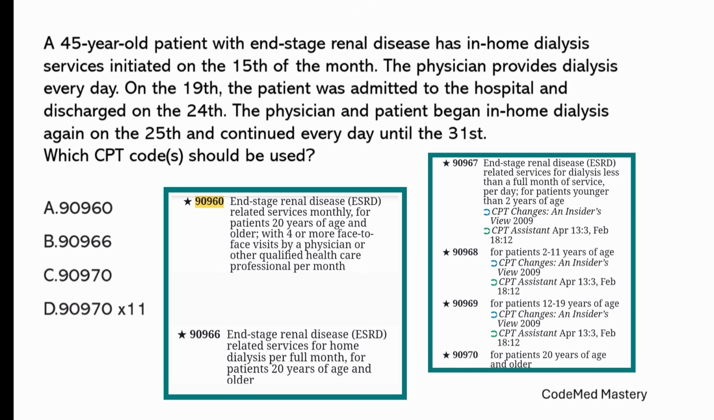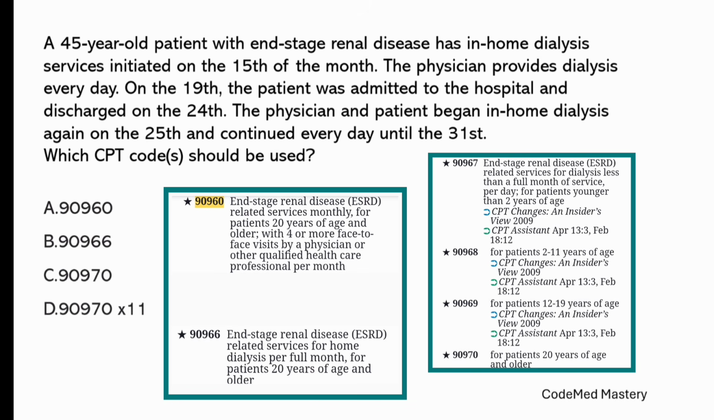90970, it is for end-stage renal disease related services for dialysis less than a full month of service per day for patients 20 years of age and older. And in option D, they have given 90970 multiplied by 11. Now let us read the question.